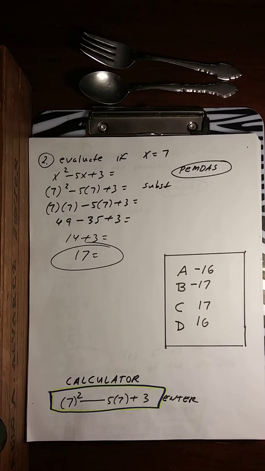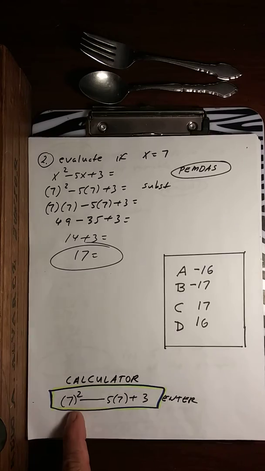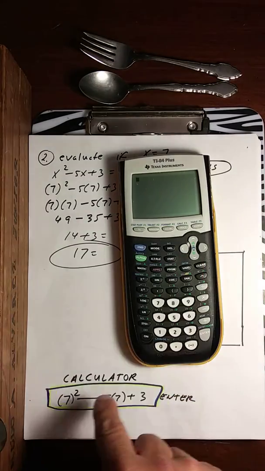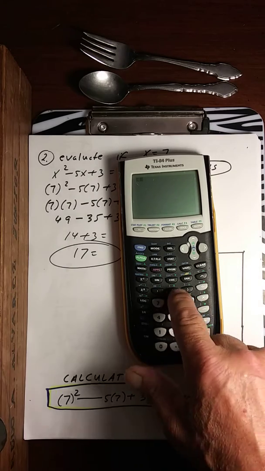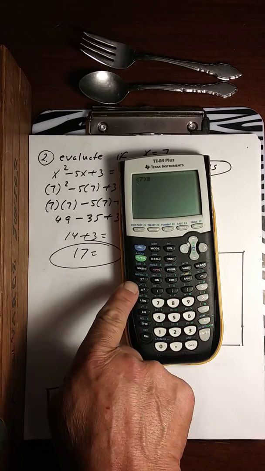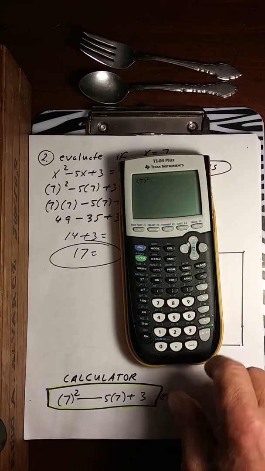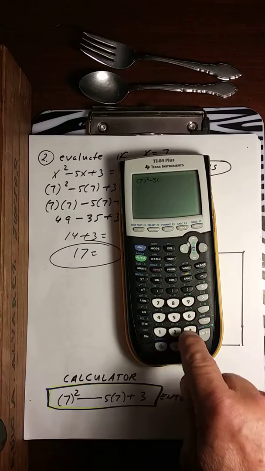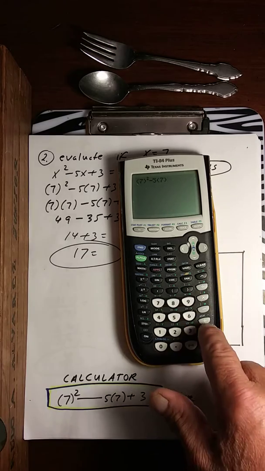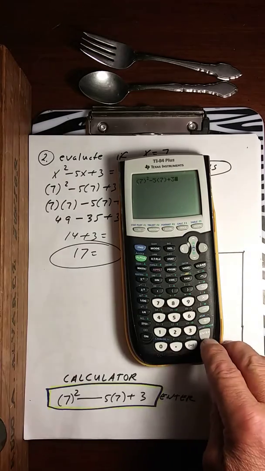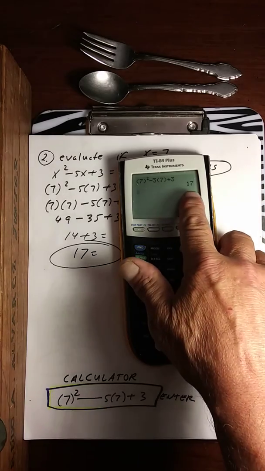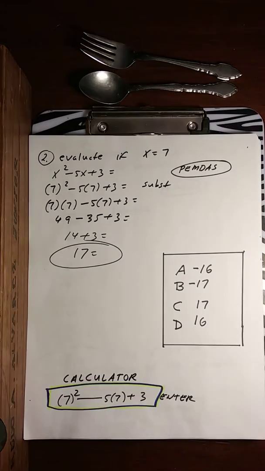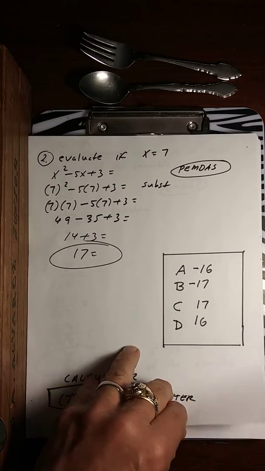Now, we can do it on the calculator. There it is right there. Let's do it that way. Okay, let's go. Parentheses, 7 squared is this right here. And then big minus sign again. 5 parentheses 7 plus 3. Once it's in there, hit enter, and you see the answer is 17, which matches that one. Okay? Let's go to the next question.